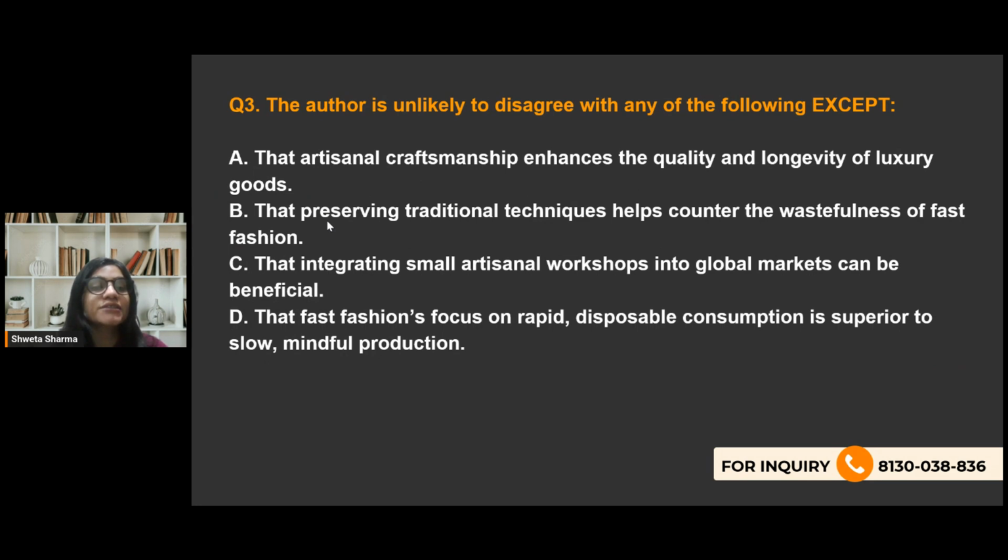Author is unlikely to disagree with any of the following except. Artisanal craftsmanship enhances the quality and longevity of luxury goods. Preserving traditional techniques helps counter the wastefulness of fast fashion. Integrating small artisanal workshops into global markets can be beneficial. Or that fast fashion's focus on rapid disposable consumption is superior to slow, mindful production.